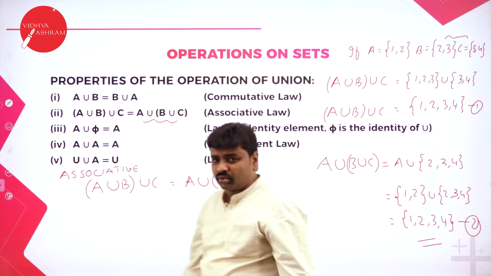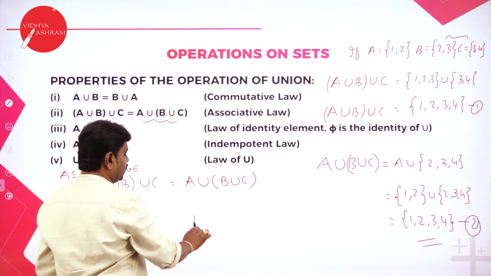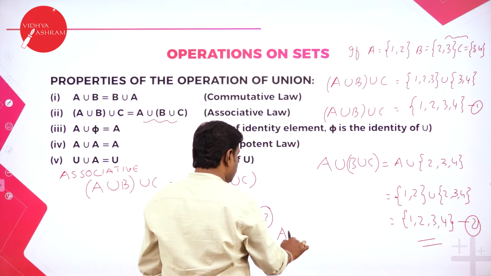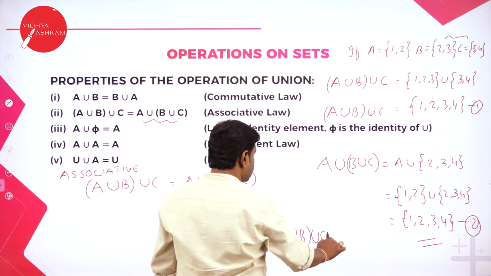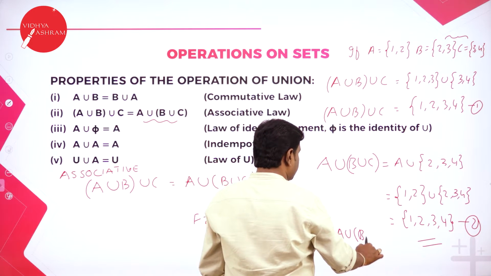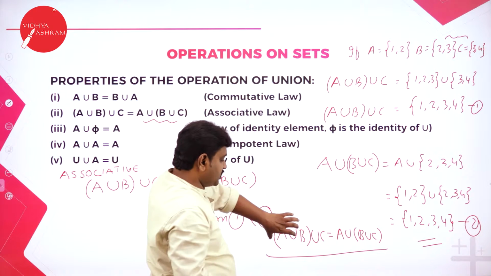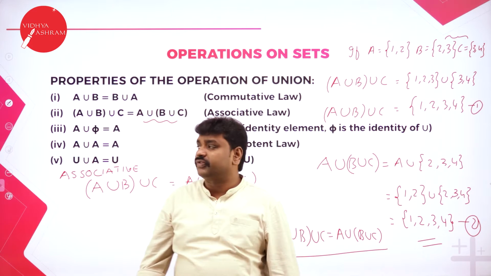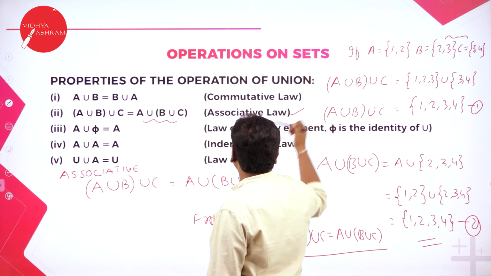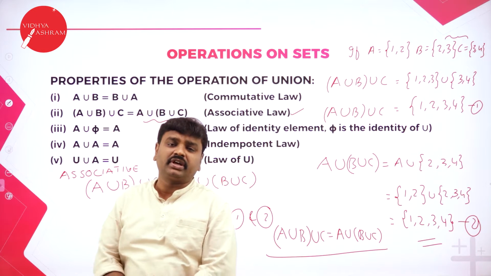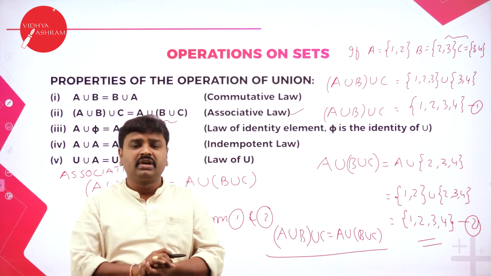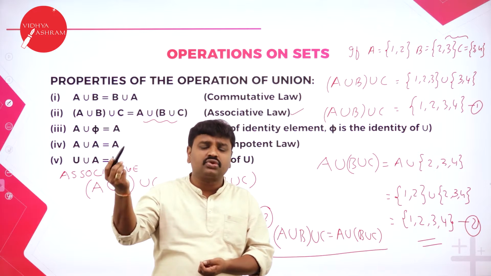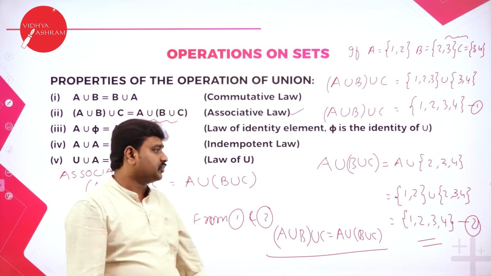Observe equations 1 and 2. From 1 and 2, it is very clear that (A union B) union C is the same as A union (B union C). So here I group the first two sets, there I group the last two sets. However you group, the value is the same. Therefore union is associative. First we proved union is commutative. When can you say commutative? If A union B is equal to B union A. Then I told union is associative. What is associative? (A union B) union C should be the same as A union (B union C).